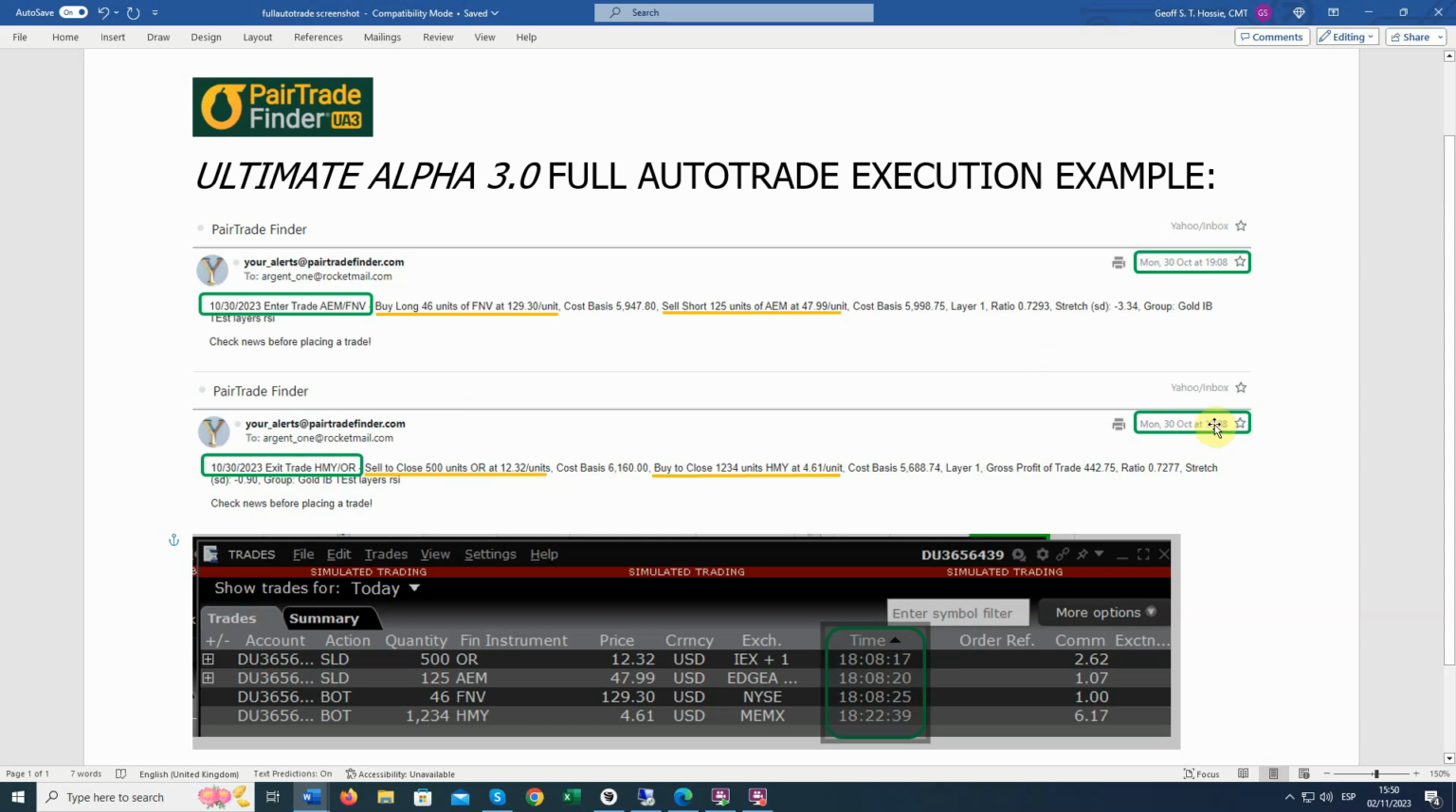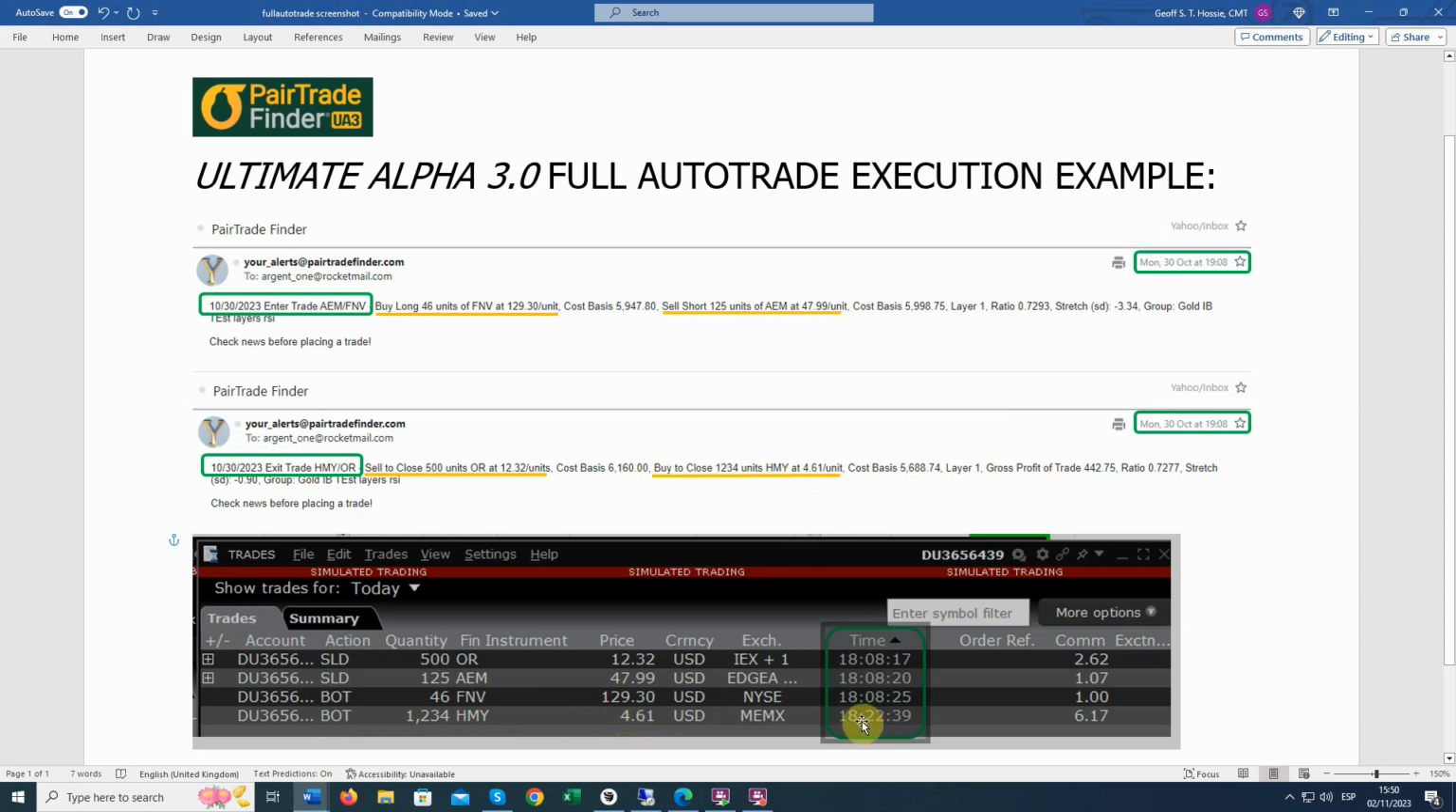Then this order to exit at 7:08 p.m., limit plus limit order. So sell to close 500 units OR at 12:32. We sold 500 units OR at 12:32, 17 seconds after this order generated. And finally, buy to close 1,234 units HMY at 461 a unit. Well, we did that. We bought 1,234 HMY, bought to close at 461.